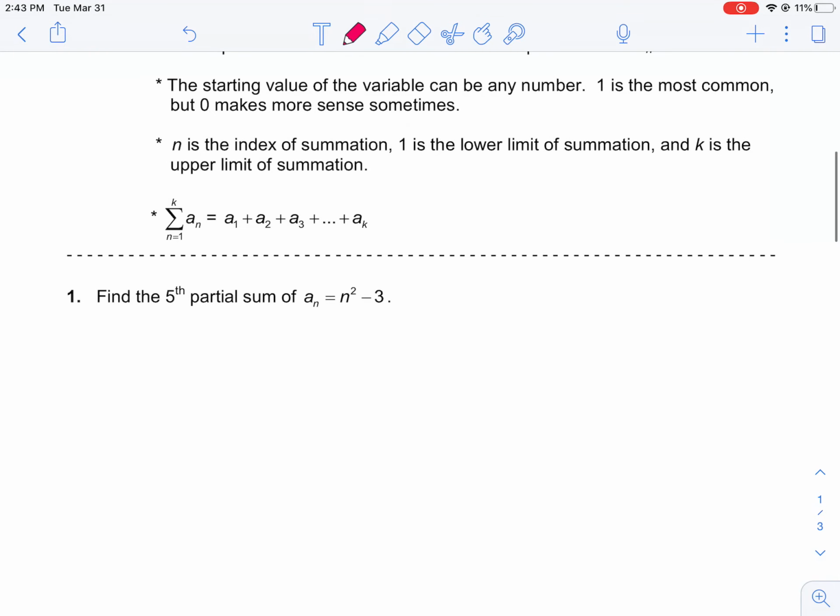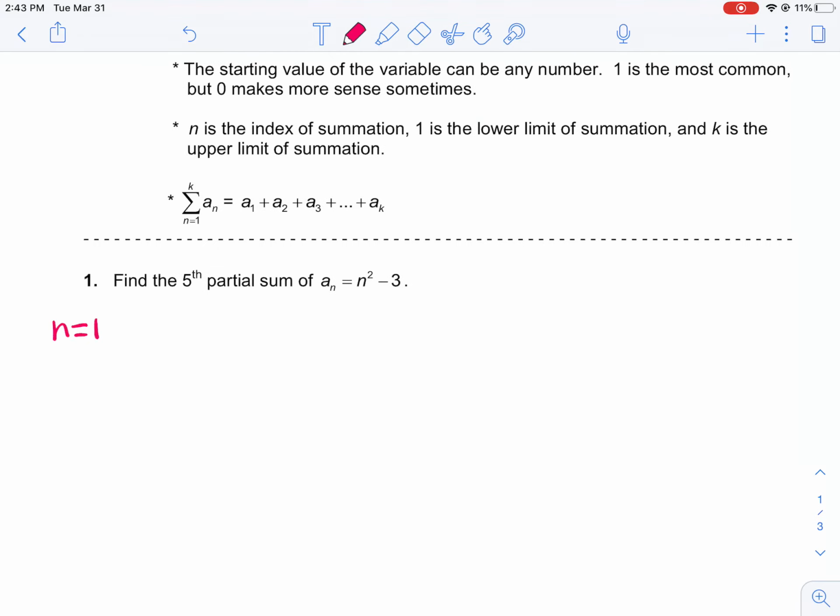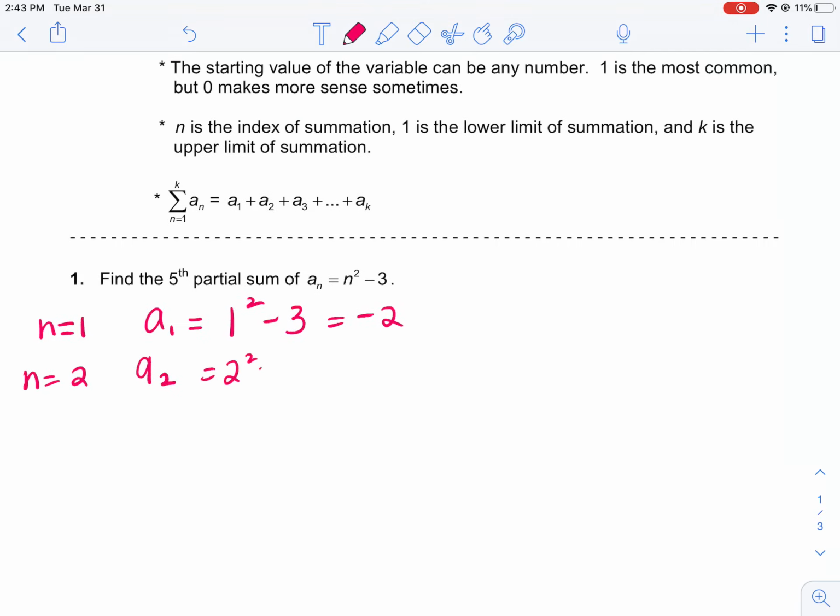Find the fifth partial sum of this rule right here, a sub n equals n squared minus 3. So if I'm finding the fifth partial sum, what I need to start with is n equals 1. And I'm going to find the first term, a sub 1, by substituting 1 for n. So 1 squared minus 3 is equal to negative 2. Now I'm going to find a sub 2 by substituting 2 for n. So that's going to give me 2 squared minus 3, which is 1.